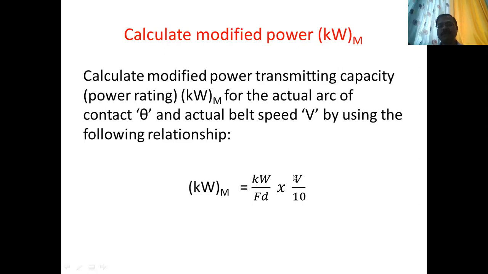and it will be calculated by using this relation: kWm equals kW upon Fd into velocity upon 10, where kW is the power rating which we have selected from manufacturer's catalog, Fd is the arc of contact correction factor, V is the actual belt speed, and 10 is what we have considered, 10 meter per second.